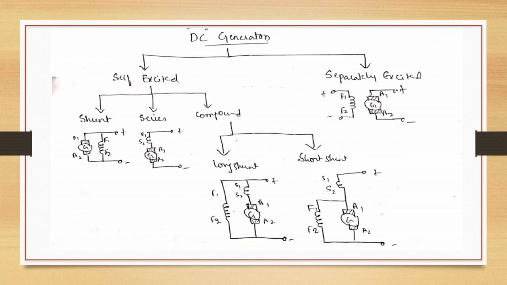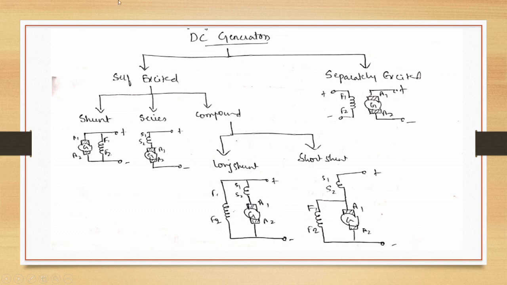Now, A1, A2 is the armature winding and F1, F2 is the field winding. To the field winding we give separate excitation so that it gets energized and flux is created, and whenever the armature moves and cuts the flux, EMF is induced in the armature conductors.